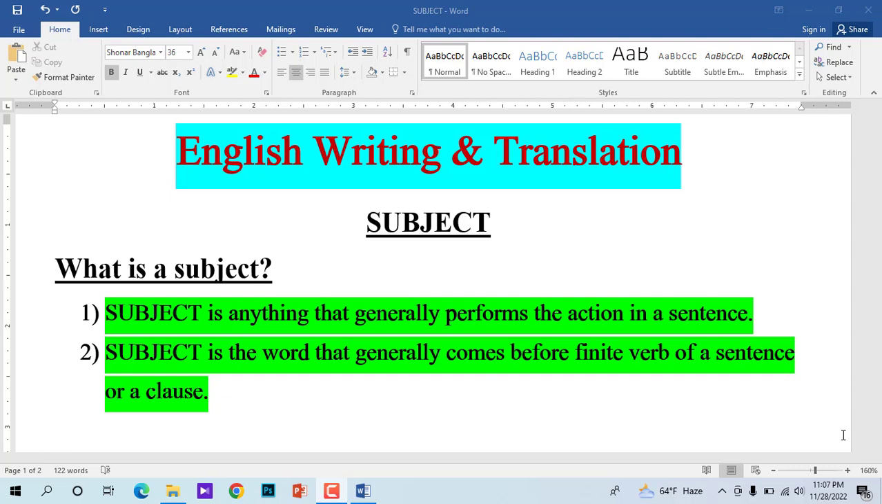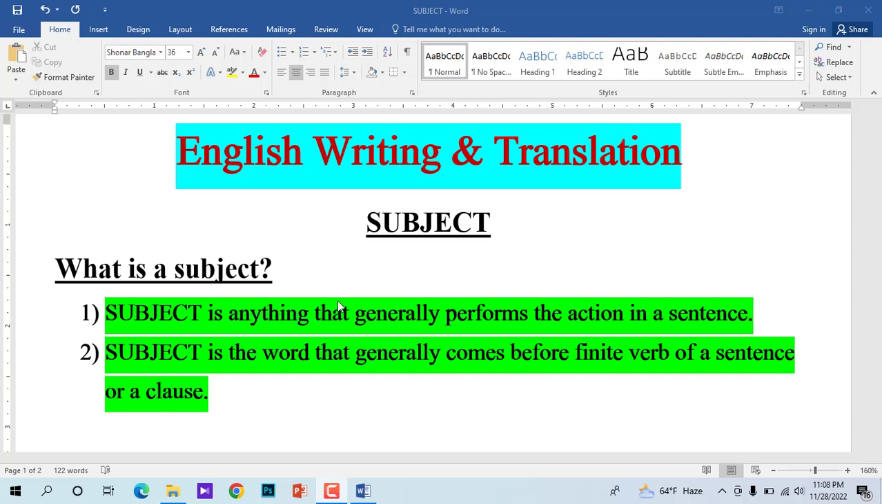Now I'm going to discuss the subject. What is a subject actually? We know the subject, but sometimes we find it difficult to identify, and sometimes we write a subject that may be structurally wrong in a sentence, so I'm going to discuss it today. So what is a subject?